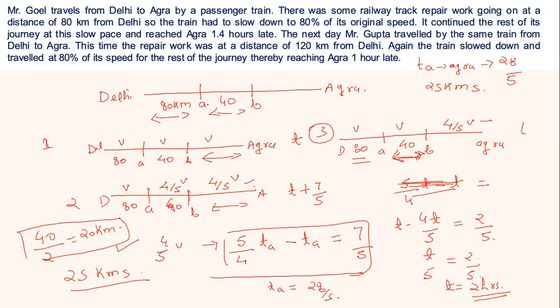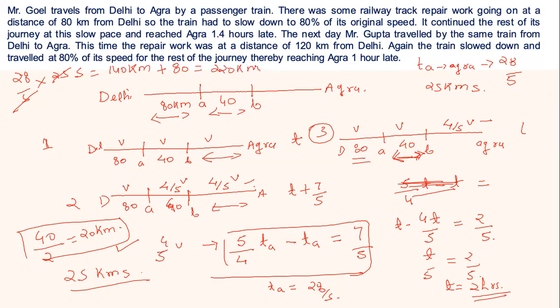My original time from A to Agra is 28/5. Then what will be the distance from A to Agra? It is time into speed. Originally the distance is 140 kilometers from A to Agra. But if I have to calculate this distance from Delhi to Agra, it will be 140 plus 80, that is 220 kilometers. So that is how you solve the question.